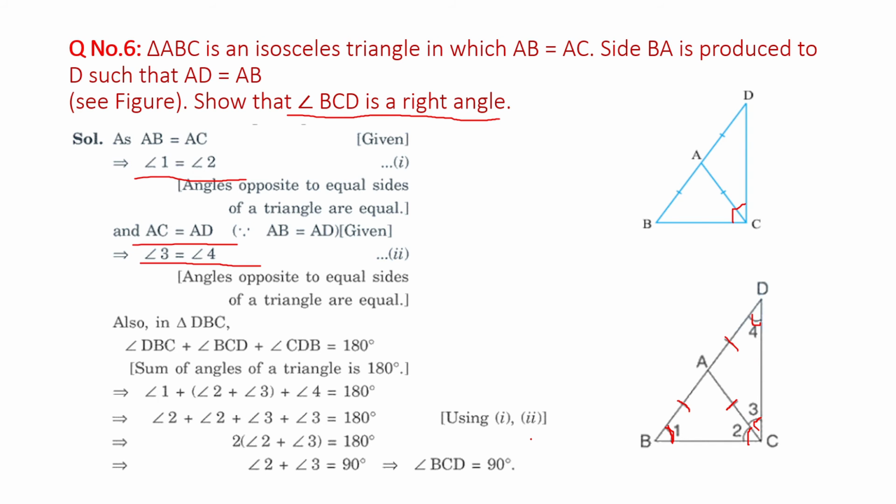Now, angle 1 is equal to angle 2 according to the first part. And angle 4 is equal to angle 3 according to this. So angle 2 plus 3 plus angle 4, in place of 4 we will write angle 3, twice of angle 2 plus twice of angle 3, 2 common, angle 2 plus angle 3. This is 180 divided by 2, angle 2 plus angle 3 is 90. Angle 2 plus angle 3 is what? Angle BCD. Hence proved, angle BCD is 90 degrees. Hence, angle BCD is a right angle.